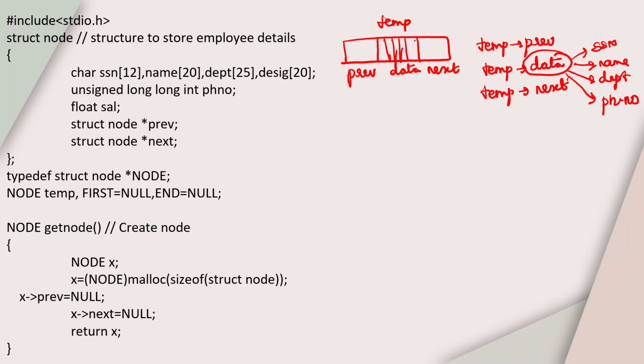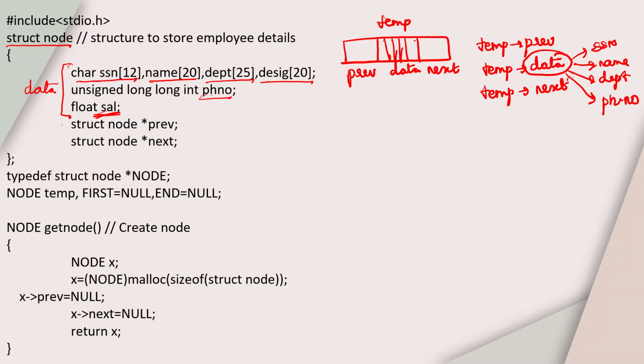See, I have defined struct node, that is the name of the structure, and for name, I have defined a variable for name, SSN, department, designation, and phone number. Phone number is having 10 digits. So instead of having int, I have defined it using the data type long int, because if I use int, I might not be able to store all the 10 digits. So I have used long int. And salary, I have defined it as float. So this is your data part.